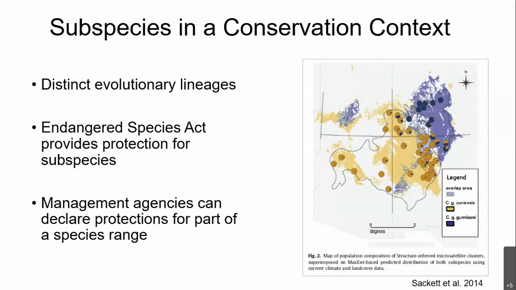Subspecies are important in a conservation context. They represent distinct evolutionary lineages. There's certain environmental and ecological pressures that they adapt to, and they could become their own species at some point in time. The Endangered Species Act provides protection for subspecies, and management agencies can declare protections for part of a species range based on subspecies. This figure here is just showing species distribution models and some structure pie charts on Gunnison's prairie dog, where the montane or the mountainous portion of their range is under protection.